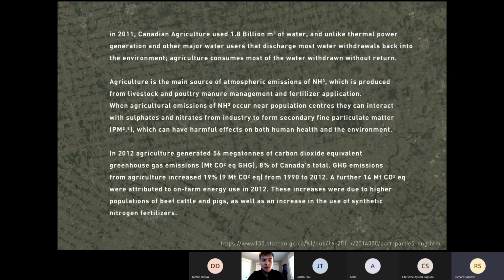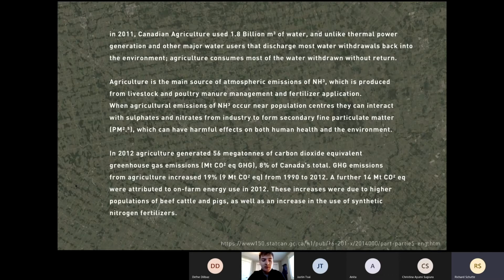Agriculture is the main source of atmospheric emissions of NH3, or gaseous ammonia, which is produced from livestock and poultry manure management and fertilizer application. When agricultural emissions of NH3 occur near major population centers, they can interact with sulfates and nitrates from industry to form secondary fine particulate matter, which can have harmful effects on both human health and the environment.